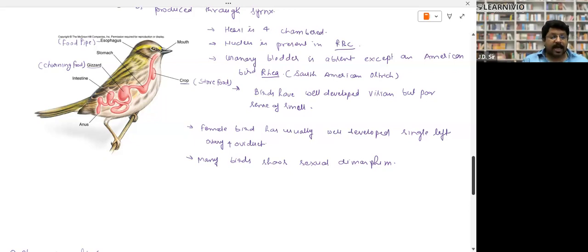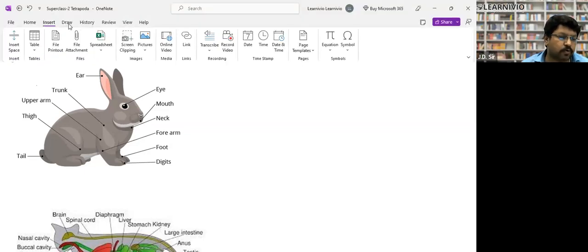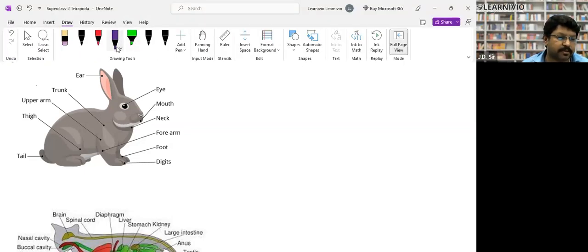Next and last is Mammalia, right? Mammalia means mammals, those which have mammary glands and feed their young ones with milk. They are called mammals. So the rabbit is a mammal which is used for the study, for the dissection. That's why I have taken the rabbit here as an example. As I have told you, the mammals have the mammary gland.